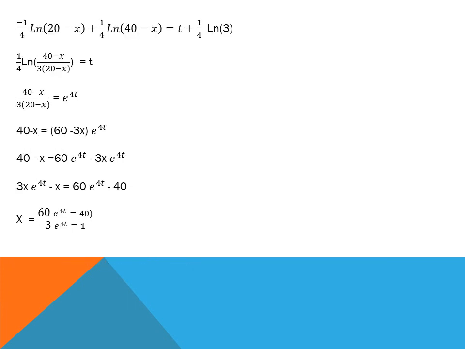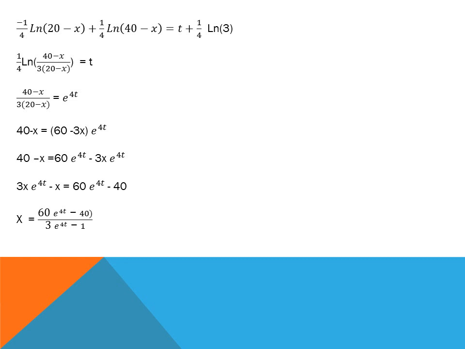Don't use a calculator here, otherwise you cannot meet the requirement of the question. Next, minus 1 over 4 ln of 20 minus x plus 1 over 4 ln of 40 minus x is equal to t plus the value of c, 1 over 4 ln 3. I take all the ln terms on the left hand side and the variable t on the right hand side. 1 over 4 is taken as common, and ln of 40 minus x over 3 into 20 minus x.